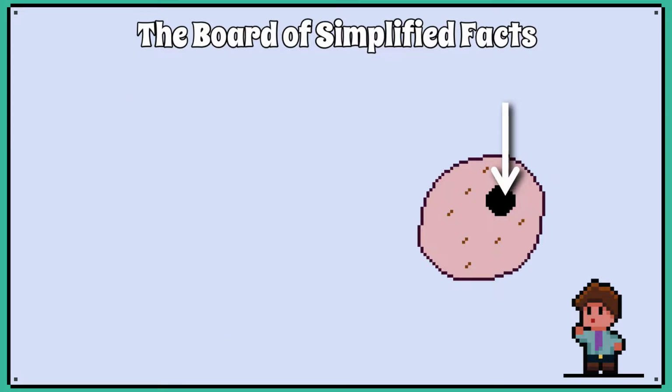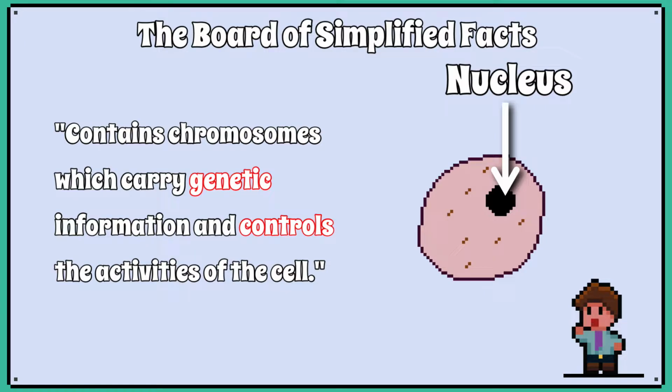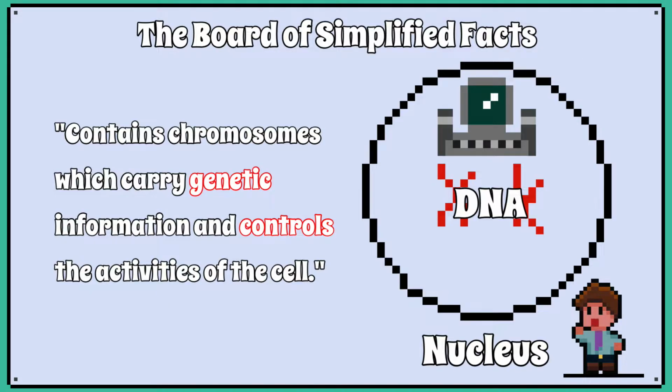The smaller circle is called the nucleus. The nucleus controls the activities of the cell and contains genetic material called DNA. Some people like to think of the nucleus as the supercomputer of the cell.